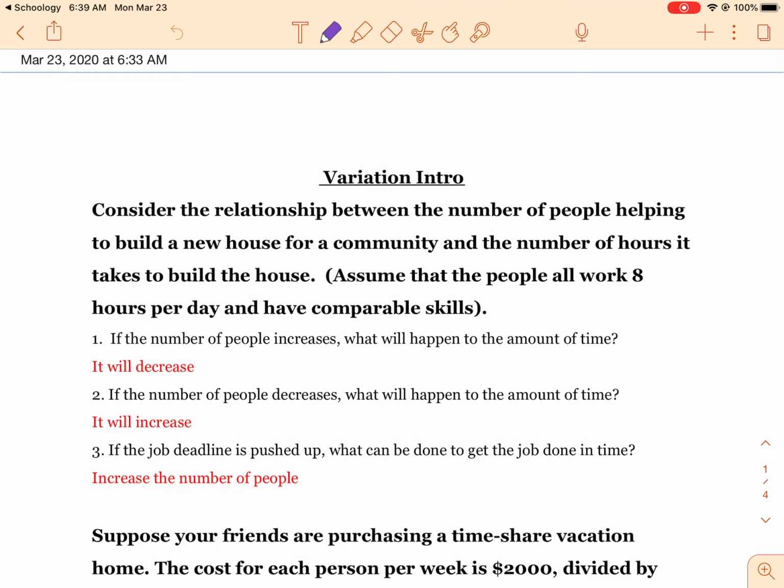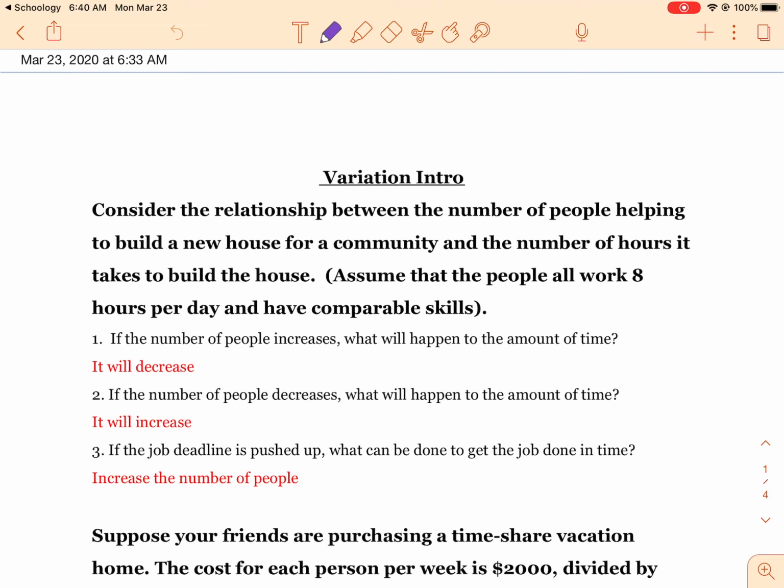So, first, think of the relationship between the number of people helping to build a house and the number of hours it takes. Let's just assume people all work 8 hours per day and they all have the same skills. None of that matters. So we're just looking at number of people, number of hours it takes to build a house. If the number of people increases, what's going to happen to the amount of time it takes to finish?